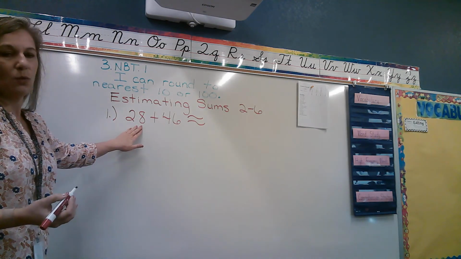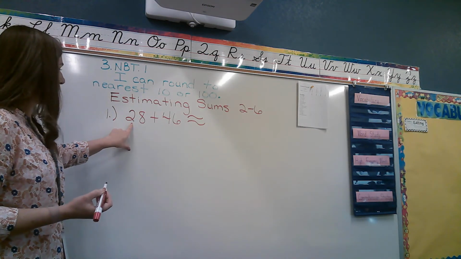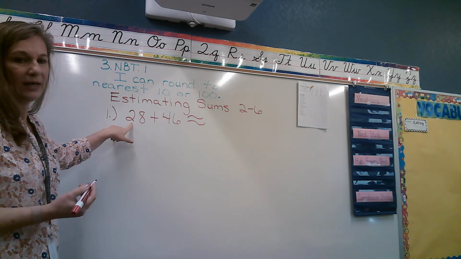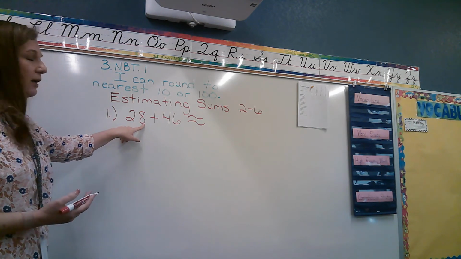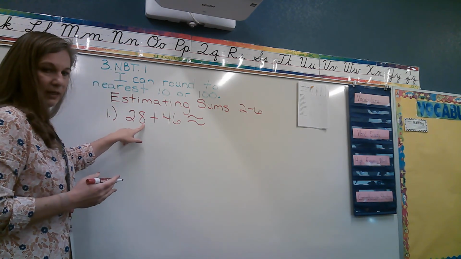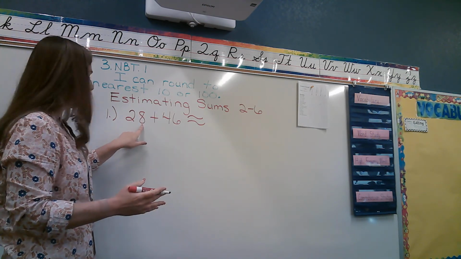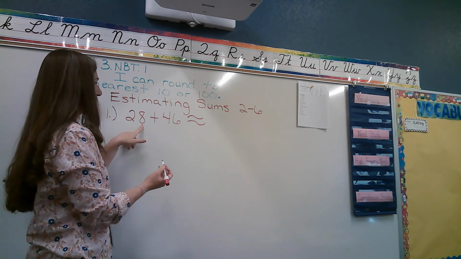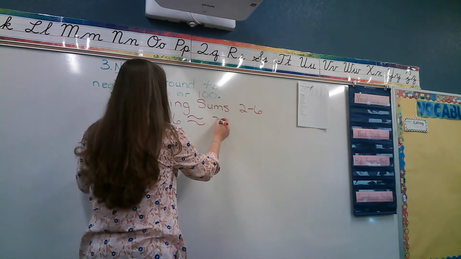So if I take 28 and I round it to the closest 10, well, my 2 tells me this is going to be between 20 and 30. If I look at the 8, 25 is right in the middle of 20 and 30, but 28 is past 25, so this is past the 5 in the ones place. So we know that we are going to be closer to 30.